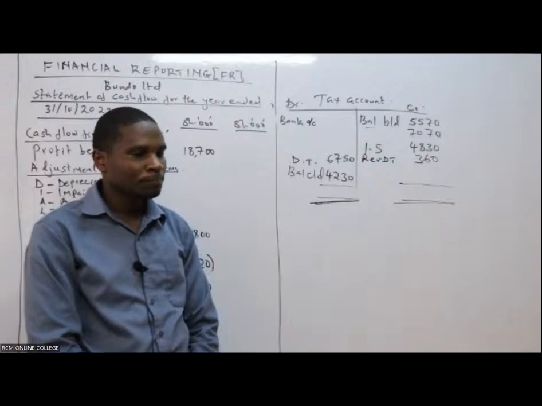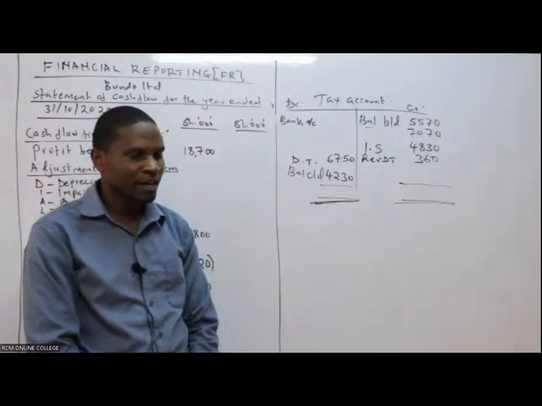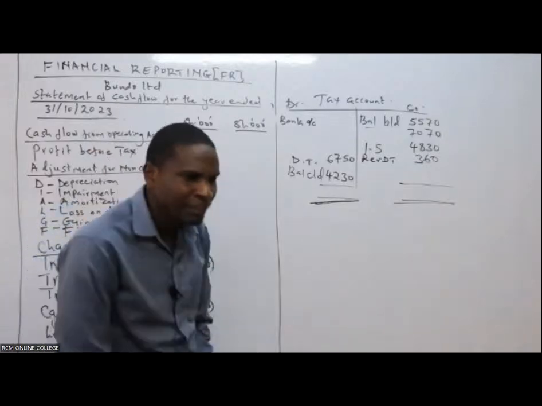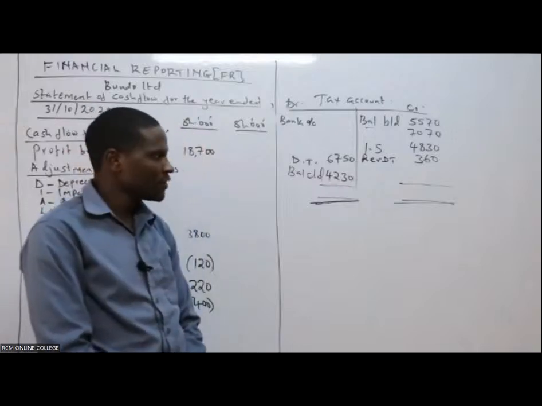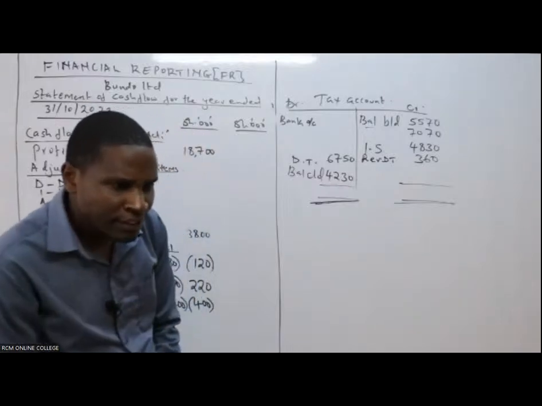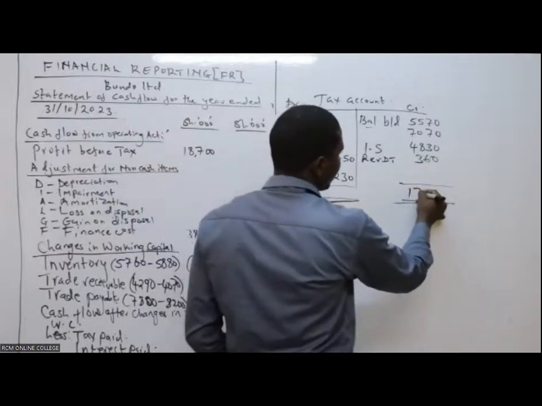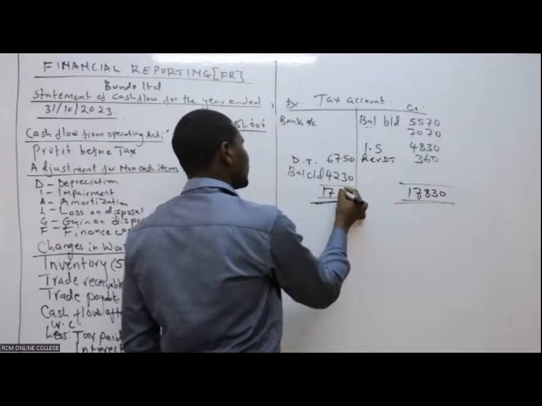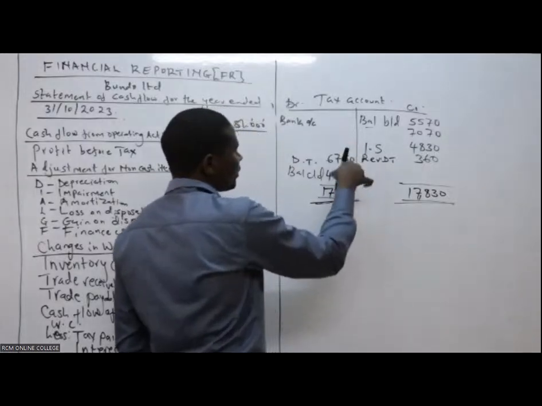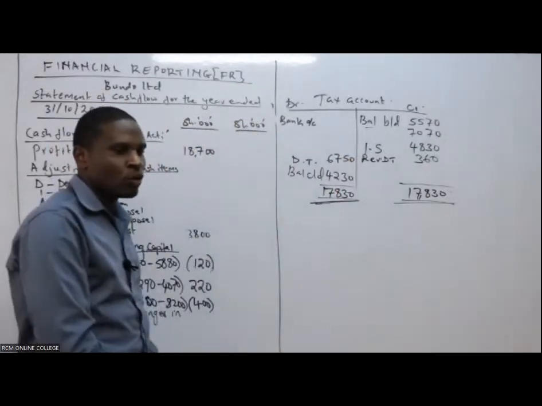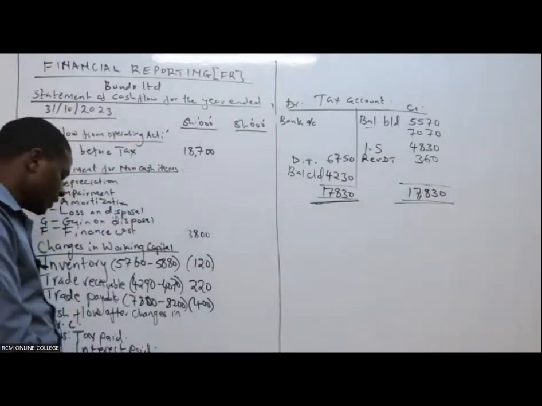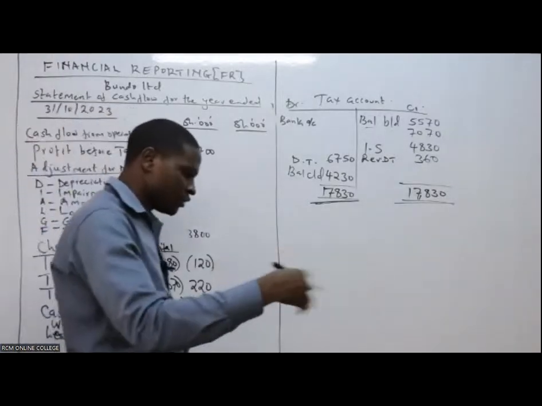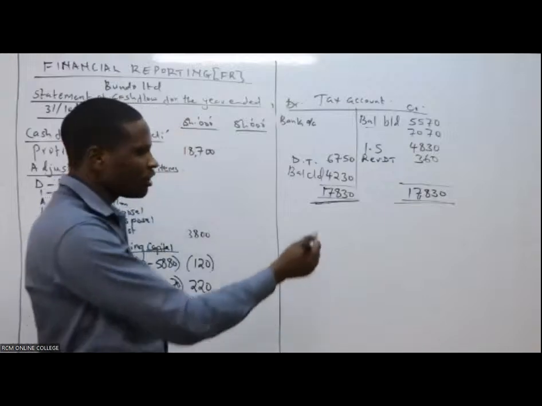What's the total? The total is 17,830. 17,830 here is 17,830. Take these two, and we get the tax that was paid, something which is paid, and it is reducing our cash. Now give me this, Jane.